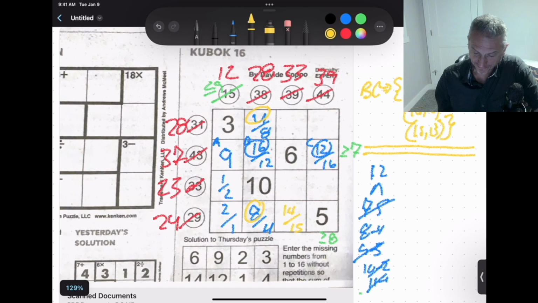On the top, I have 8, 4. For 4, I need 24. That's huge. Let's look at that. I need 24. I have 16, 8. That's not legitimate. I have 15, 9. That's not. That's used. 14, 10. That's used. And 13, 11. That's not used.